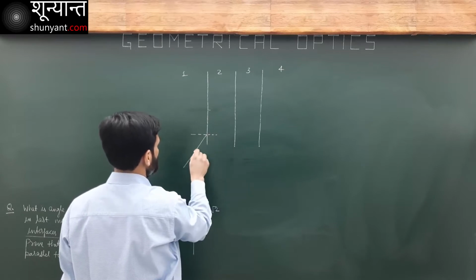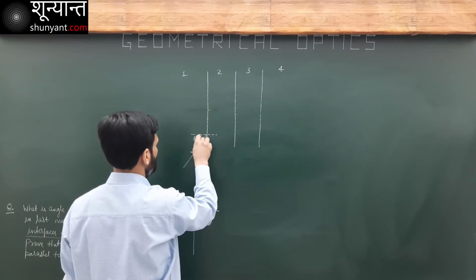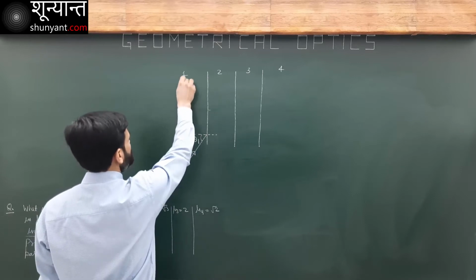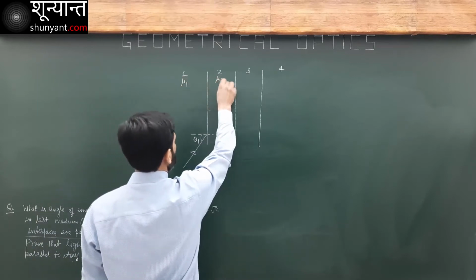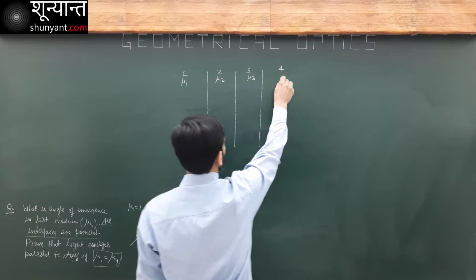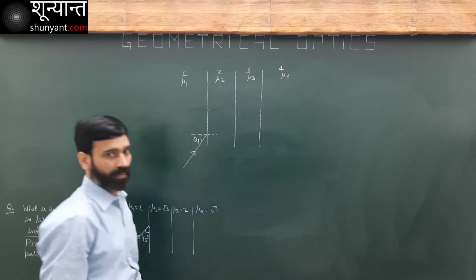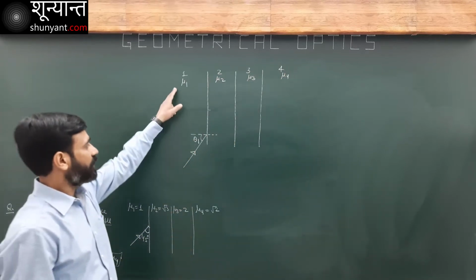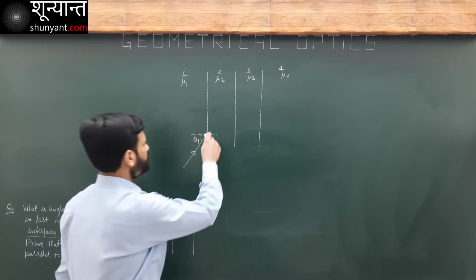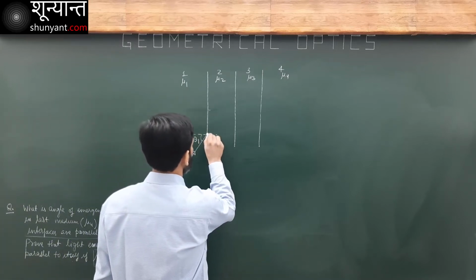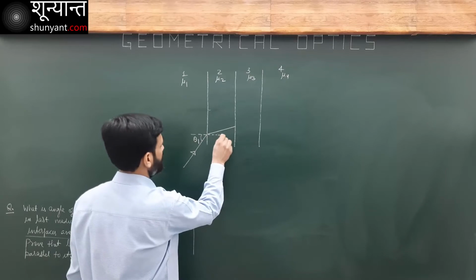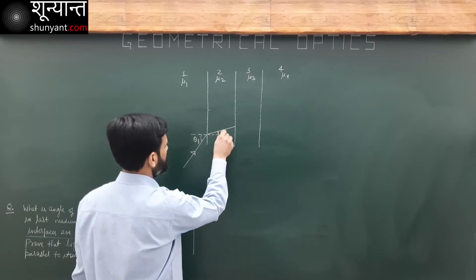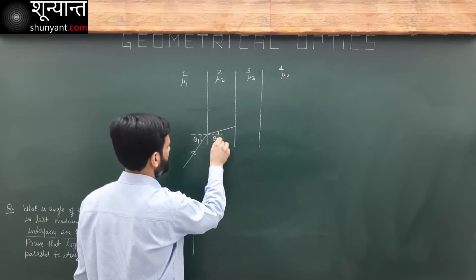This is theta 1. Refractive index here is mu 1. This is mu 2. This is mu 3. This is mu 4. Angle in medium 1 is theta 1. It bends like this. Let's say that it bends in this direction. This angle is theta 2.